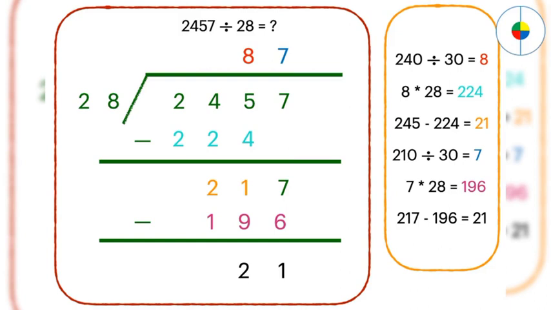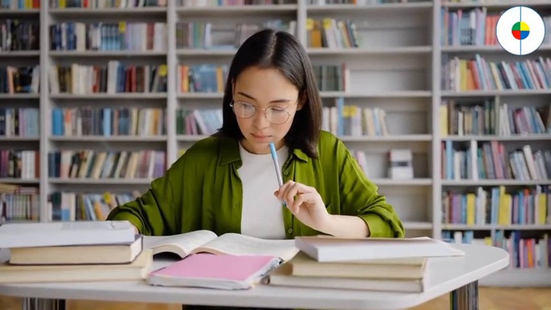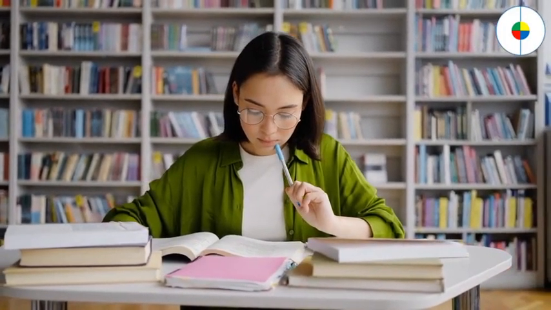Here is a trick. You can change both the dividend and divisor to make it easier to guess. 245 over 28 can be changed to 240 over 30. So you can try 8 at first. It looks like 8 is the correct answer. Then, it's 217 over 28, which can be changed to 210 over 30. So you can try 7 at first. So the quotient will be 87 and the remainder is 21. It's always a good habit to check back and see if it's the correct answer.